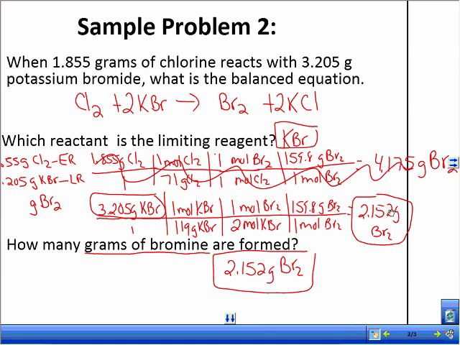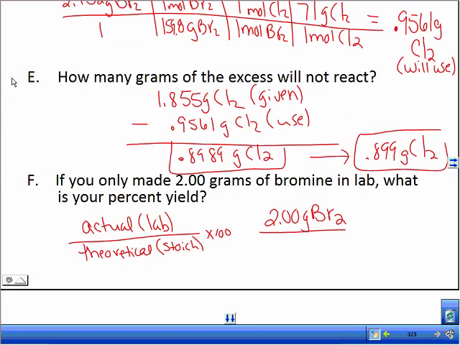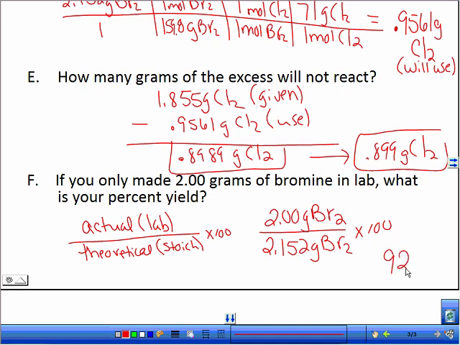Here's grams of bromine. Go back and find where you found the grams of bromine, and that's my grams of bromine. So we go back, and so in theory, I should be able to make 2.152 grams of bromine. I can only make 2 grams, so I'm going to divide them, and so we get 92.9% yield. Really good percent yield. I would like that, right?